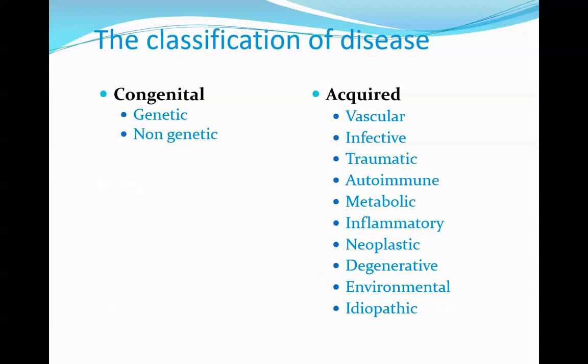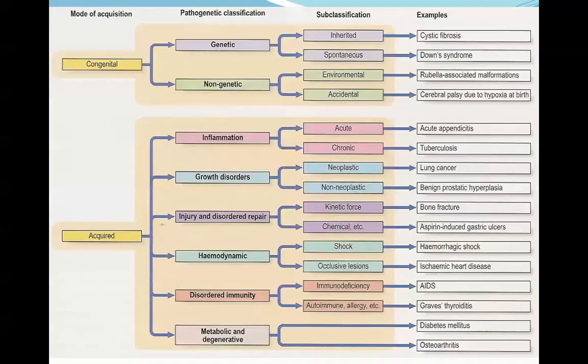Okay. Then we have classification of the disease. Whenever you get a patient, you first of all have this in your mind: either it's congenital or it is acquired. If it is congenital, is it genetic or non-genetic? And if it is acquired, we have a full list. This is a chart in which you can differentiate the different types very easily.